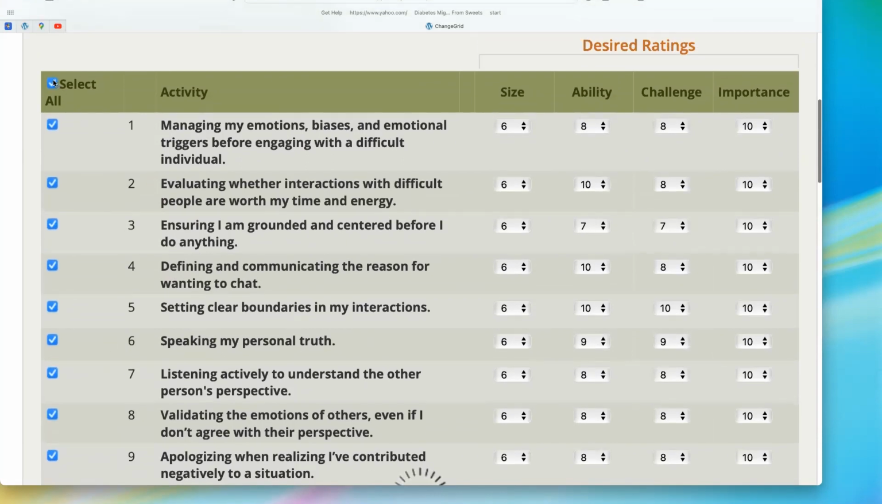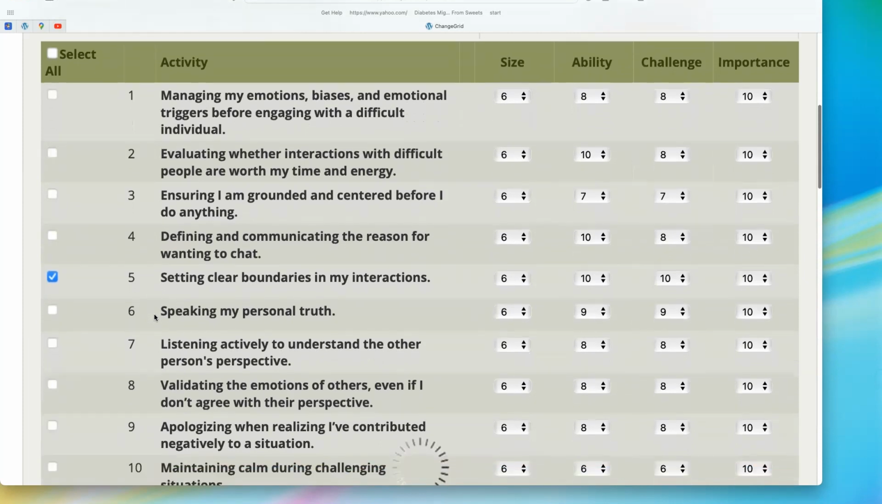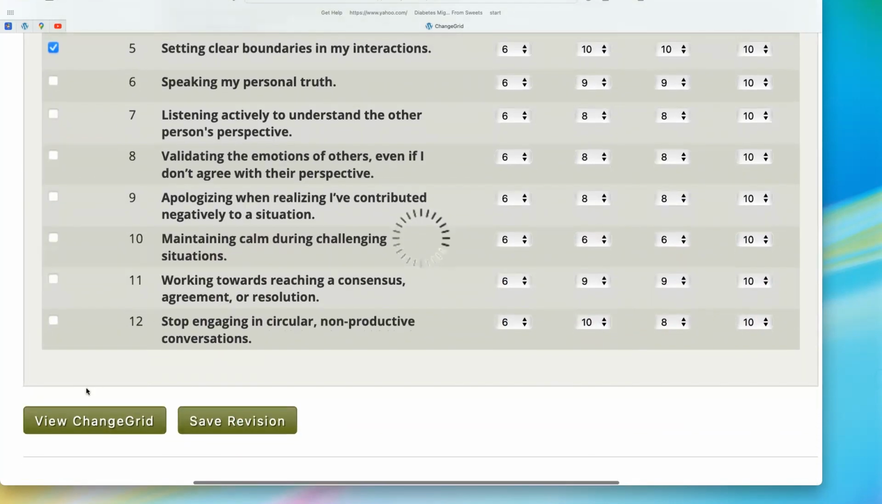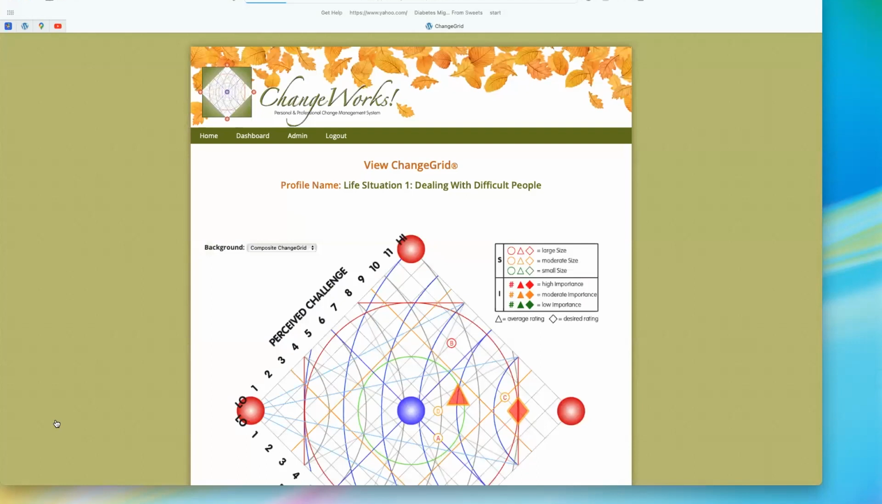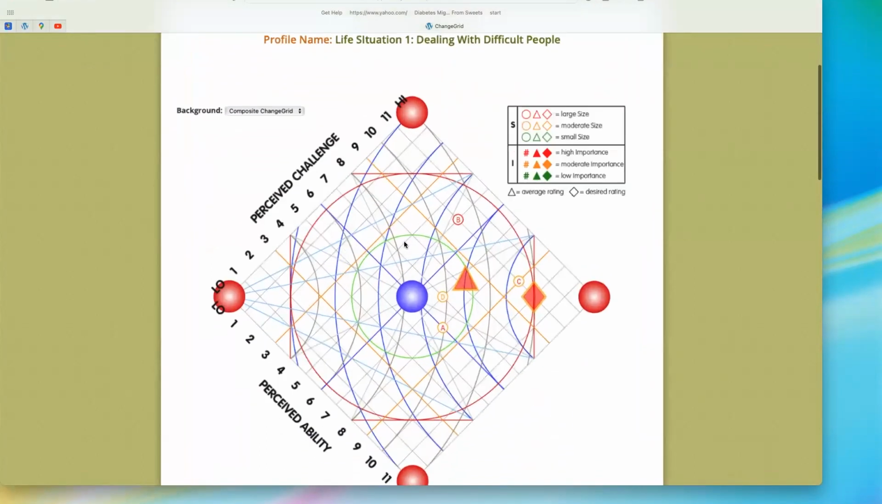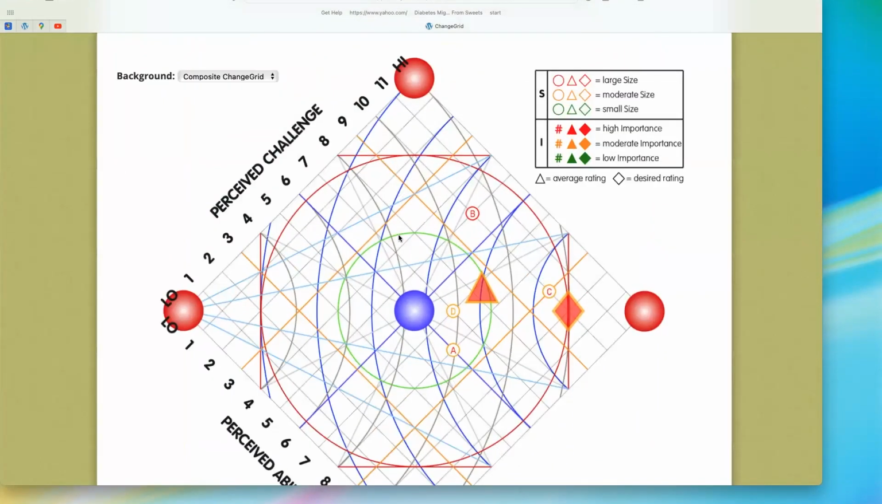All right, so we left off, I do believe, with number 5. I think we'll go with that one. So I'm just selecting activity number 5. All individuals are selected so we can view the change grid. Now, let me zoom in a little bit on this. You can see a little bit more about what's going on. Just to remind you what you're looking at, this is a composite change grid.